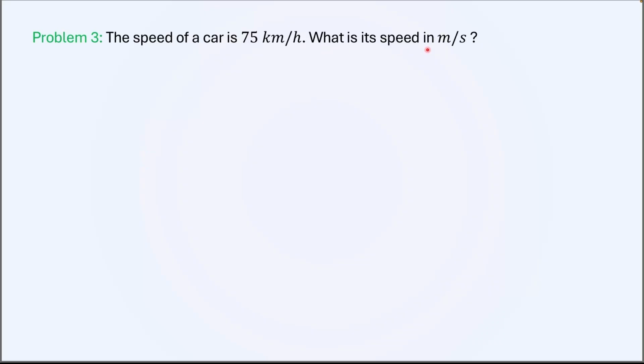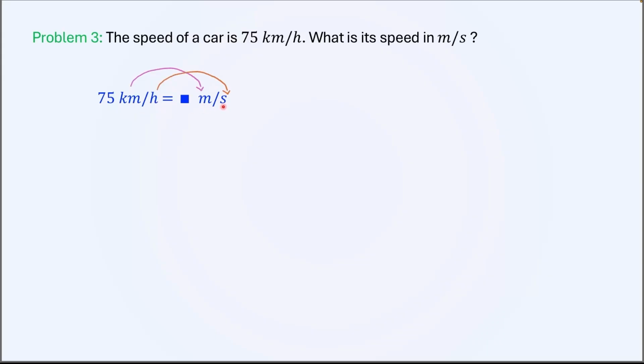The speed of a car is 75 kilometers per hour. What is its speed in meter per second? We need to find 75 kilometers per hour is how many meter per second. So we need to convert the speed from kilometers per hour to meter per second. There are two conversions that need to be done. One is from kilometer to meter, and the other is from hour to second.